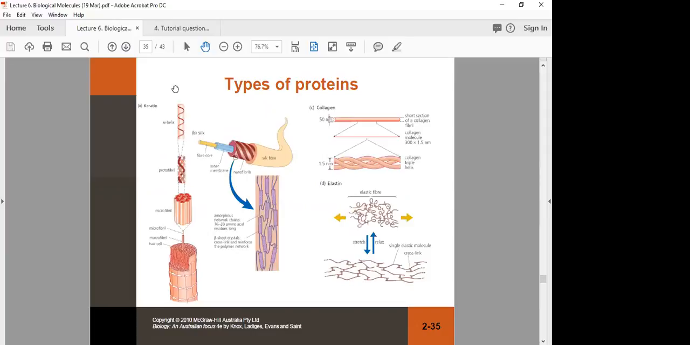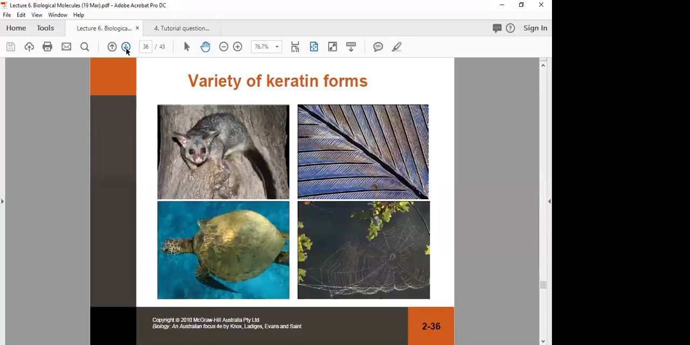All right, some examples of proteins are shown here. We've got keratin, silk, collagen, and elastin. All right, here we have a variety of keratin forms. So in the fur of this possum, feathers, in the shell, and spider web.